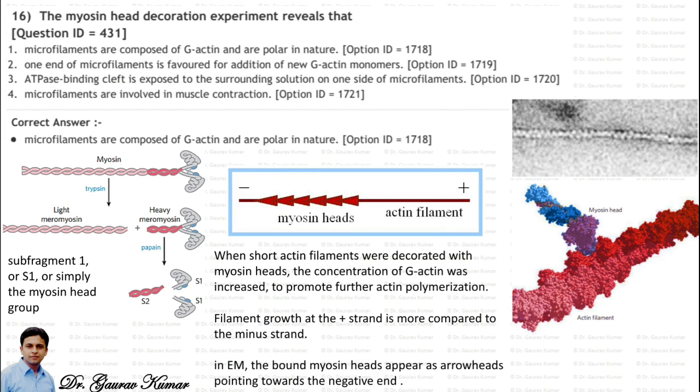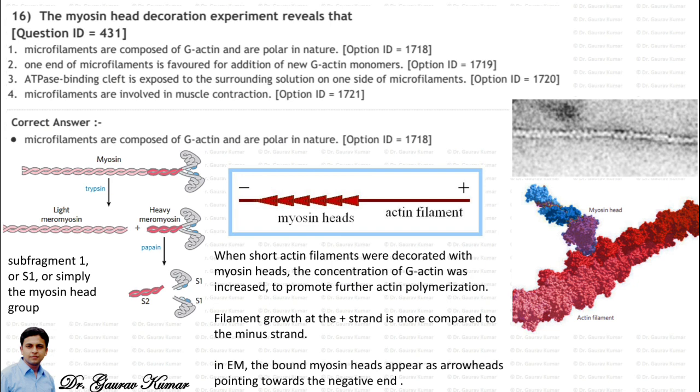Now on the rightmost side, the X-ray kind of figure that you are seeing is the cryo-EM image of the myosin head attached to the actin filament. You can see it in the cartoon model also. So what was the experiment? I'll not be giving the details of the experiment, we'll just come to the results: when short actin filaments were decorated with myosin heads, the concentration of G-actin was increased to promote further actin polymerization. So this concludes that microfilaments are composed of G-actin.